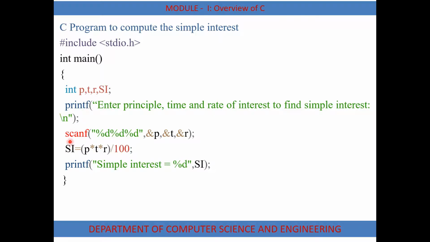Now, in order to compute the value of simple interest, we need to get the input for these three variables, that is principal, time and rate. So ask the user to enter principal, time and rate of interest to find simple interest. Read the values from the keyboard using scanf function, then based on those values compute simple interest. Finally display the value of simple interest. Let's see the output of this program.